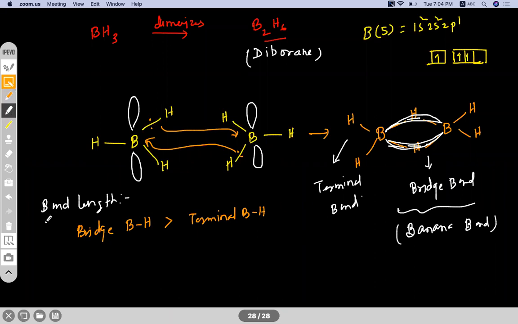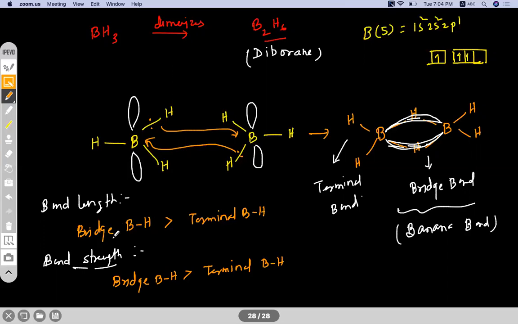If you talk about bond strength, usually bond length and bond strength are opposite, but here the bond strength is more for the bridge bond, however its length is more. Then terminal BH. There's no mistake here. These two orders are correct. Usually it is inversely proportional, but here we do not have the same order because the two electrons are distributed among three centers, three nuclei. That's why we have greater attraction, and hence the bond strength of the bridge bond is more than that of the terminal bond.